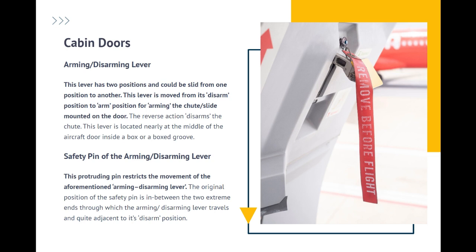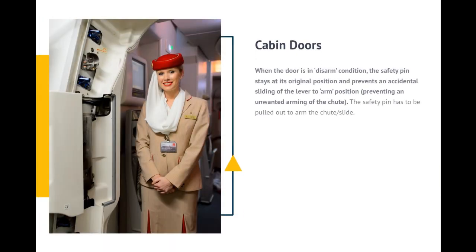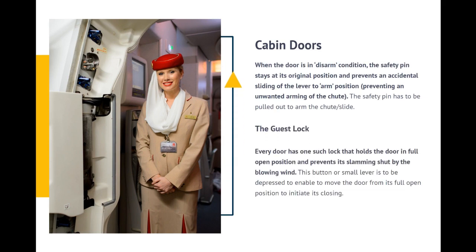Safety pin of the arming or disarming lever. This protruding pin restricts the movement of the aforementioned arming-disarming lever. The original position of the safety pin is in between the two extreme ends through which the arming or disarming lever travels, and quite adjacent to its disarm position. When the door is in disarm condition, the safety pin stays at its original position and prevents an accidental sliding of the lever to arm position, preventing an unwanted arming of the chute. The safety pin has to be pulled out to arm the chute or slide.